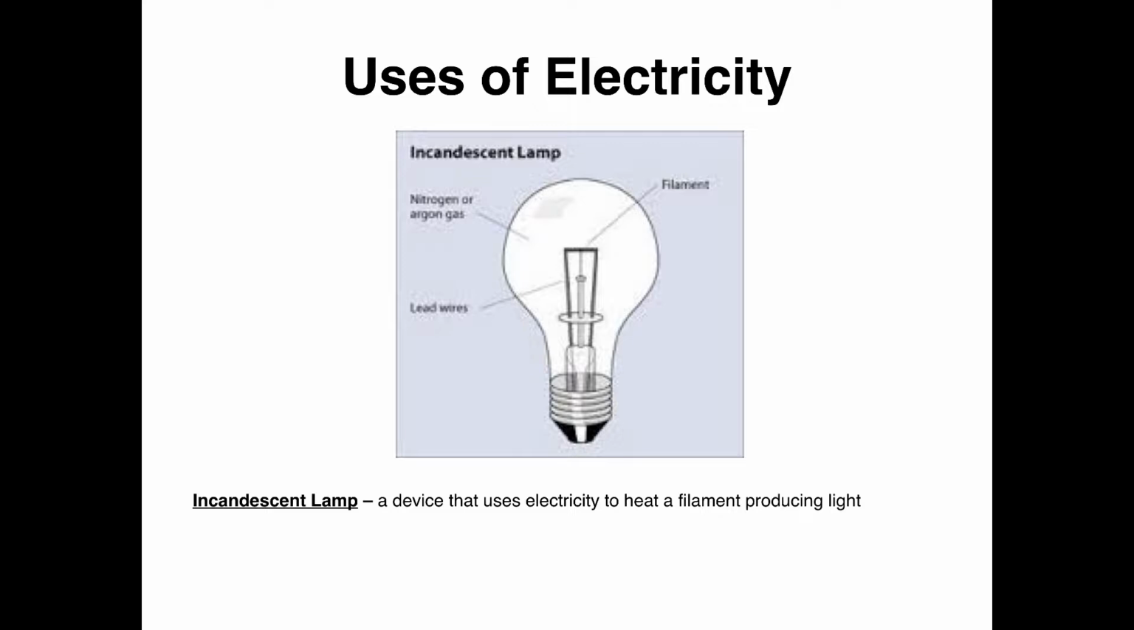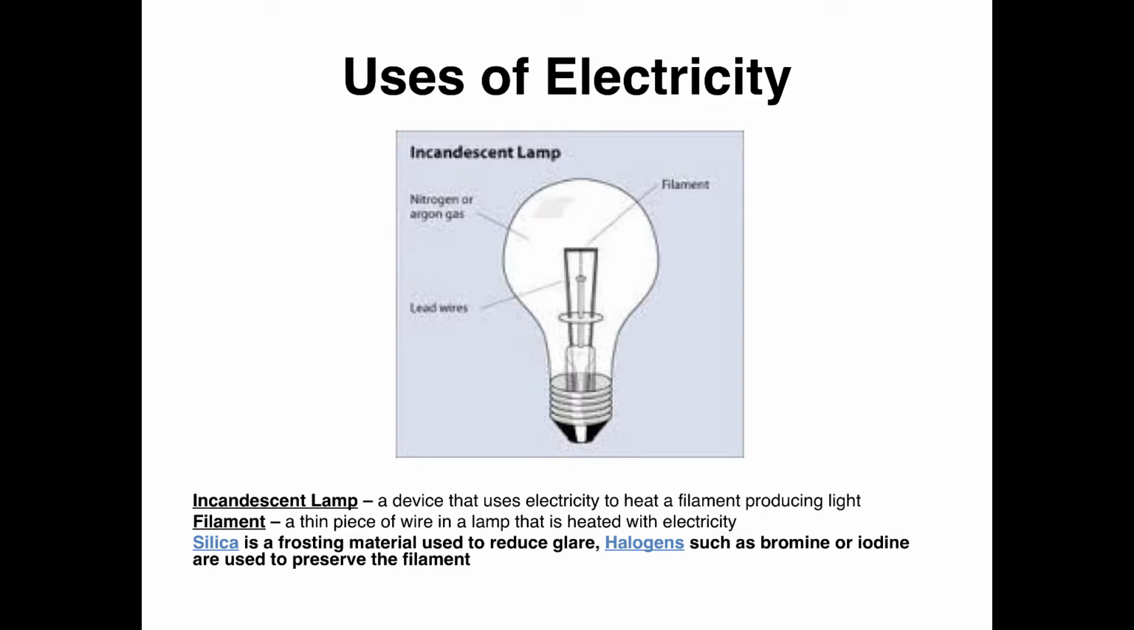So an incandescent lamp is a device that uses electricity, and this electricity heats a filament, and when the filament is heated up, it glows and produces light. This is a rather inefficient way in which to produce light. The filament is the thin piece of wire in the lamp that produces the light when heated by the electricity.